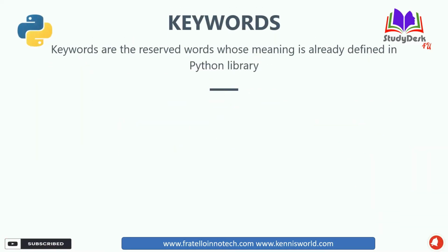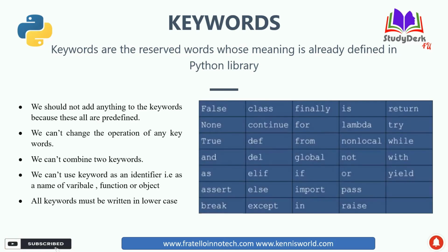And the next one, keywords. Keywords are reserved words, meaning these are inbuilt words in the interpreter, and all keywords have some specific meaning or behavior which is exhibited at the time of usage. And there are some key points we need to remember while using keywords: we should not add anything to the keyword. Keywords are inbuilt words, so we cannot modify the name of a keyword, and we can't change the operation of the keyword by overriding some functionality.